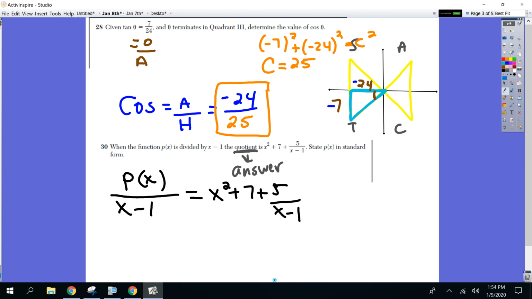Okay, got to get this bad boy all by itself. Need that by itself, right? Because that's what I'm solving for. So how are you going to get rid of the x minus 1? What do you want to do? Most of you guys got it. Multiply each side by x minus 1. All right, let's do it. So this will just give you p of x down here, right?